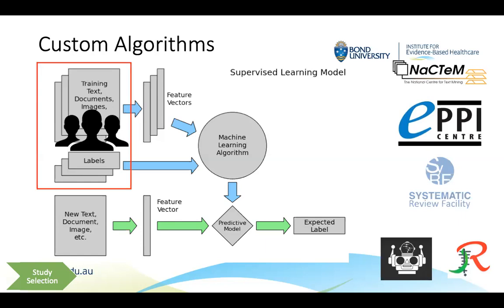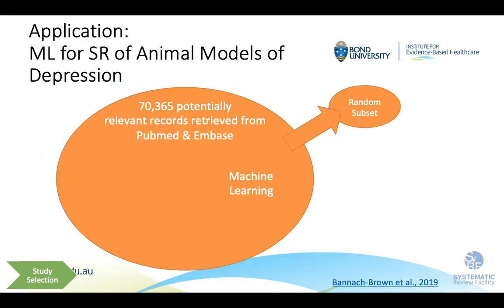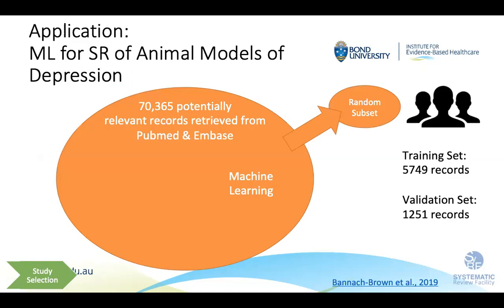So I had about 70,000 potentially relevant articles for animal models of depression. I took a random subset of those and trained them using a crowd approach. We had just under 6,000 records that comprised the training set, the articles that we were going to use to train the algorithm. And then we had 1,250, just so that we could check how the machine was performing.